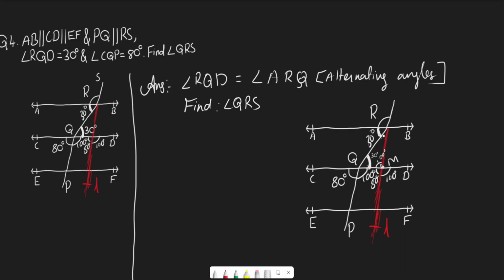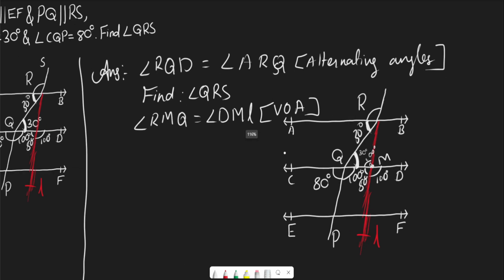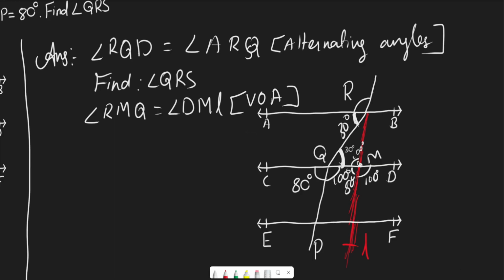So angle RMQ is equal to angle DML. Oh, okay, we are going to write L, right? Okay, so angle DML. So that means let's write vertical opposite angles. This is a short form.